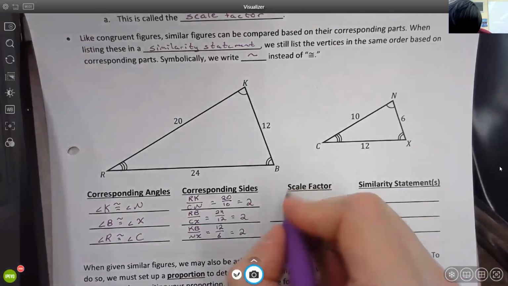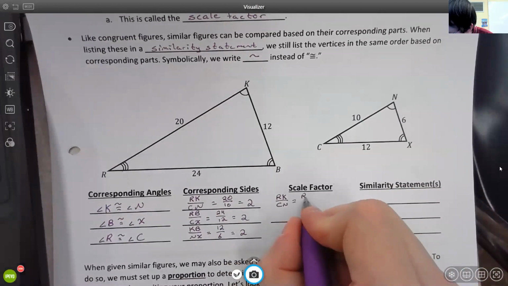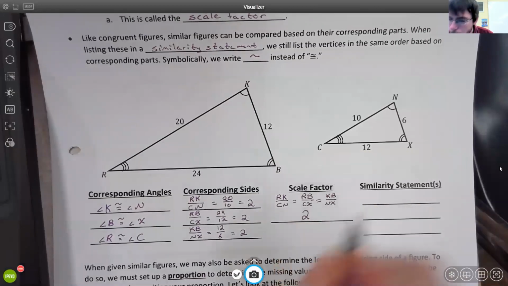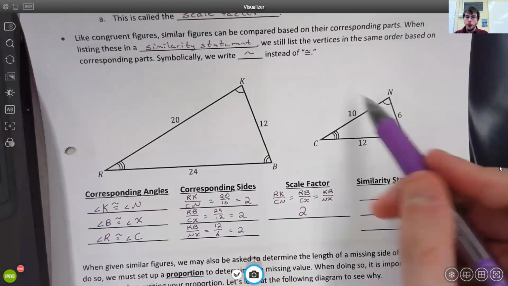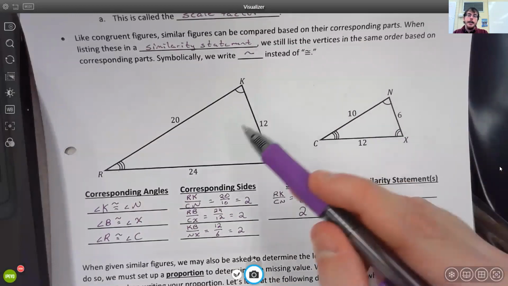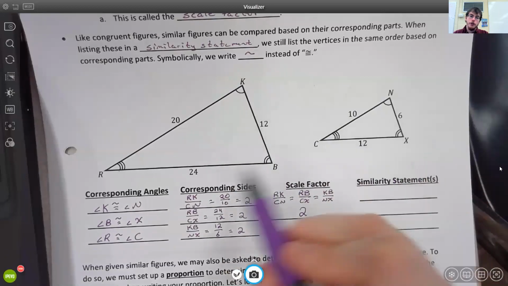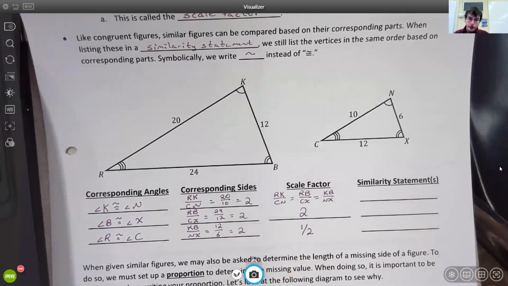Okay, and there is a way we write this. We say that RK over CN is equal to RB over CX, which is equal to KB over NX. Basically, we're just saying that they have the exact same ratio. Now, you could have done it the other way, and you could have had it here like this: 10 over 20, 6 over 12, 12 over 24. In that case, your scale factor would have been 1/2, okay, if you flip it the other way, which you can do. What matters is that you're consistent, okay? You have to be consistent.